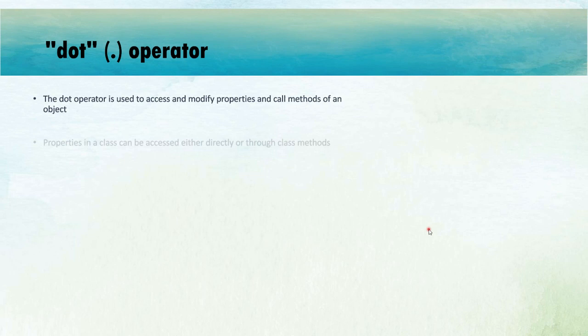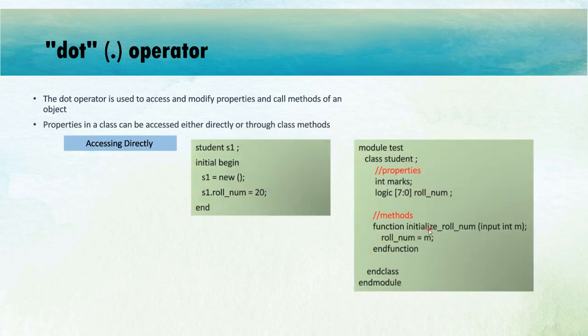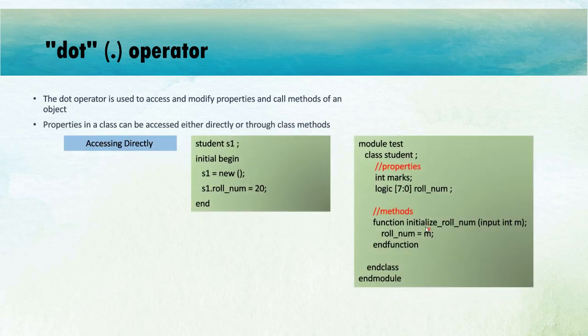object. There are two ways to access properties. One is accessing directly and second is accessing through class methods. So now let's see this using this example. So if I want to access this property marks directly and I want to modify it, I can use this dot operator. So after the class handle name, so here we have created a class handle s1 of class student.